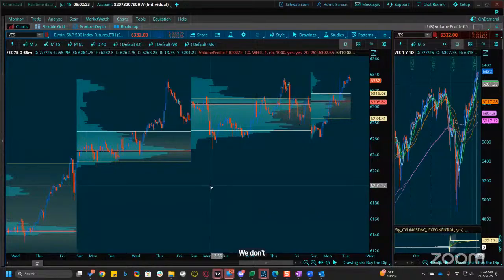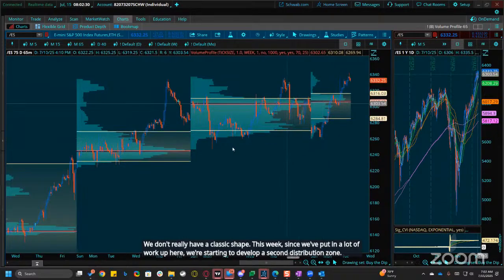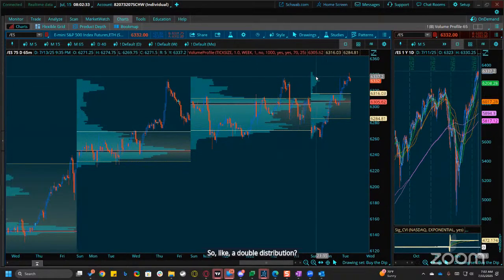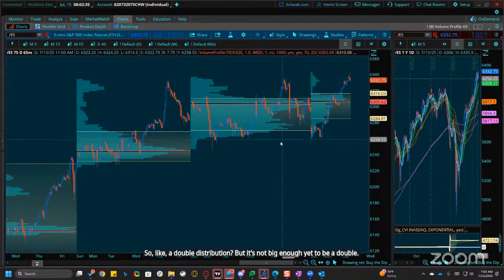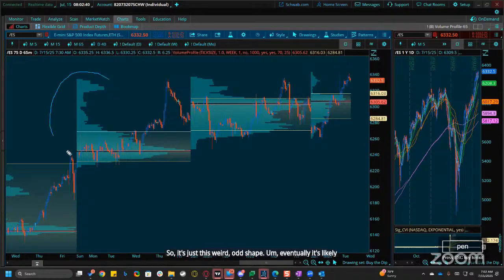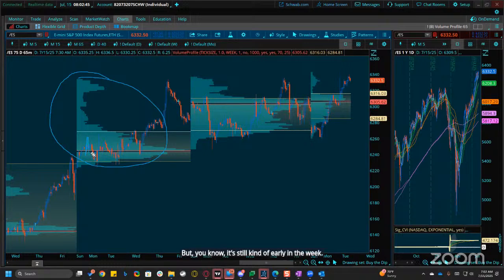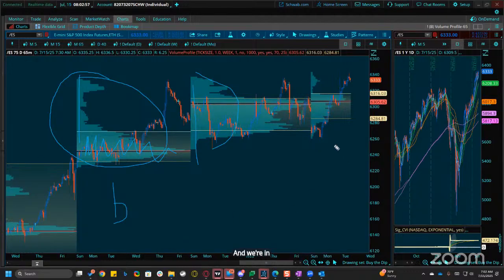We don't really have a classic shape this week. Since we've put in a lot of work up here, we're starting to develop a second distribution zone. So like a double distribution, but it's not big enough yet to be a double. So it's just this weird, odd shape. Eventually it's likely to fill out a lot like this did, but it's still kind of early in the week. And this distribution was along the lows and sets up more like a lowercase b classic profile. And then, of course, we had the classic D shape, and we're in the week we are now.